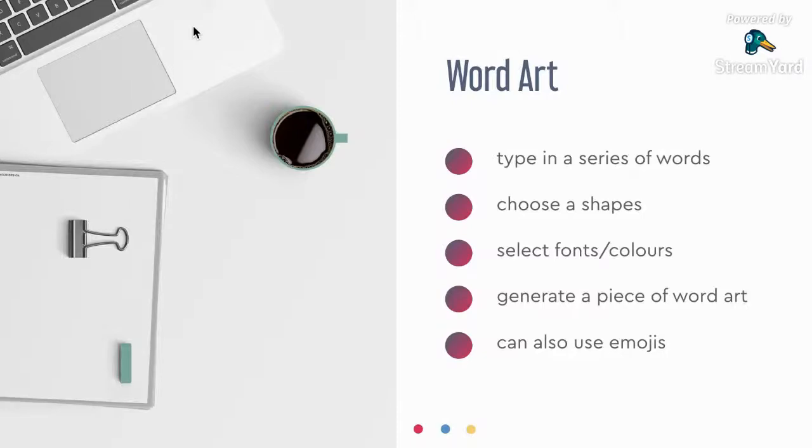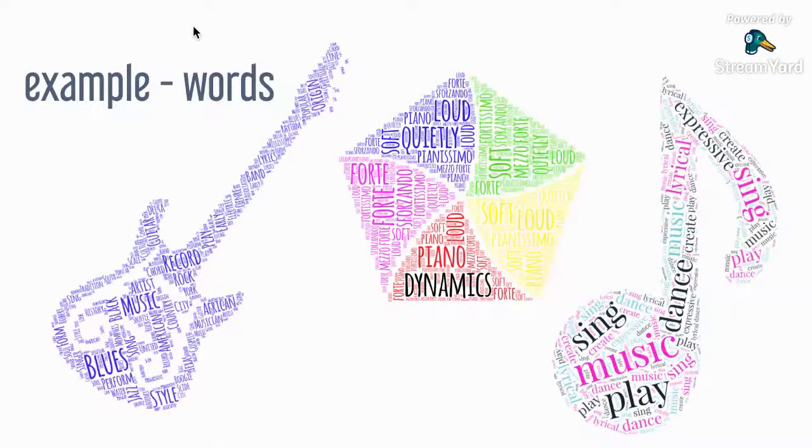Here are a couple of word art examples, these ones I did today. You can see I chose a guitar shape on the left-hand side, and there's all words to do with the blues on that one. The one in the middle is dynamics, and I deliberately made the word dynamics appear only once in the whole image, and I made it black so that it acts like a title, and then all of the other coloured words are words that are to do with dynamics in music. And the one on the right-hand side, again, is just about music-related things: sing, dance, create, play, expressive, lyrical, and so on. I chose different colours again, chose a different font, and made it into the quaver shape.